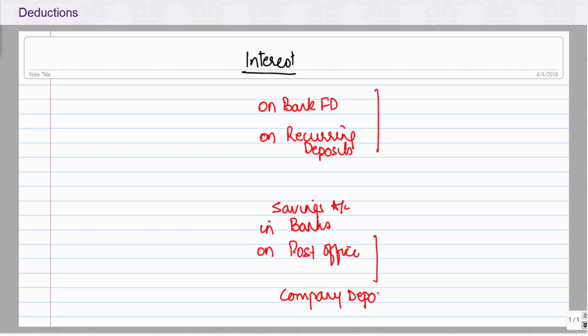and then we can look at interest on company deposits. First and foremost, all these interests are taxable. All of them are taxable. Only this is exempt up to 3,500. For a single account, for a joint account, the limit becomes 7,000. So this is exempt. So if you're getting interest of 5,000 from a post office savings account, only 1,500 will be taxable. Company deposit is fully taxable. We can also look at in cooperative banks.